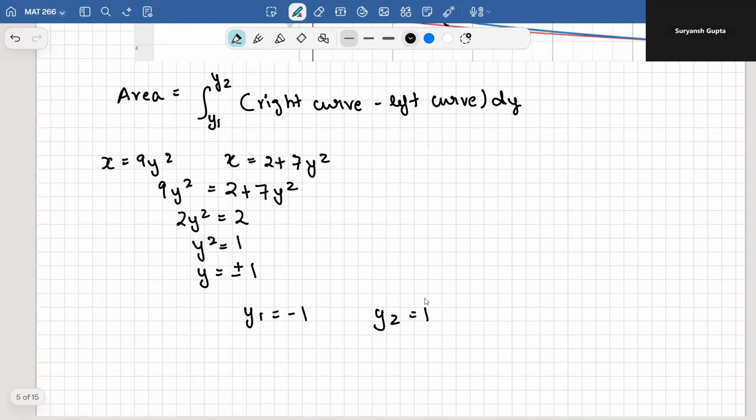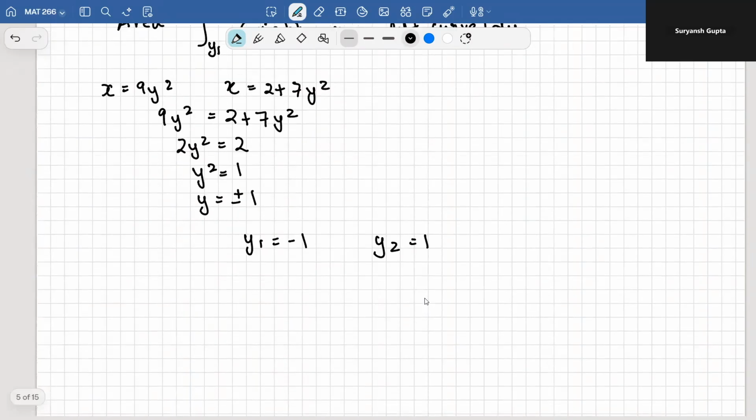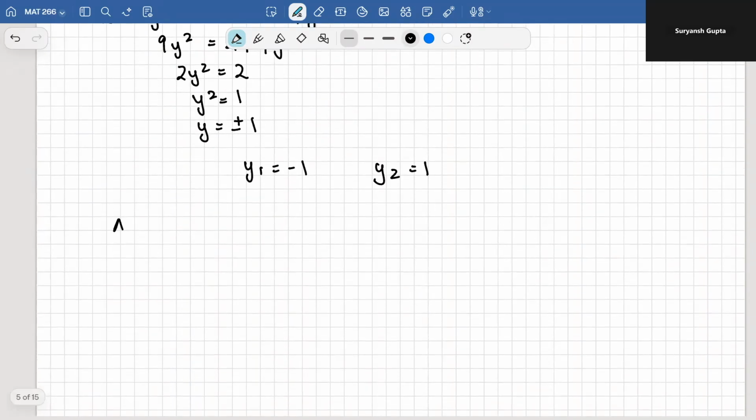So now that I have all the functions and the bounds that I need, or like the curves and the bounds that I have, all I need to do is plug this back into the formula. So I get area is equal to the integral going from -1 to 1, with my right curve being 2 plus 7y squared, subtracted by my left curve, which was 9y squared, dy.